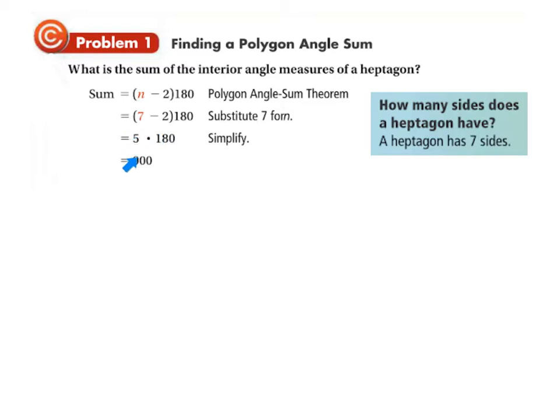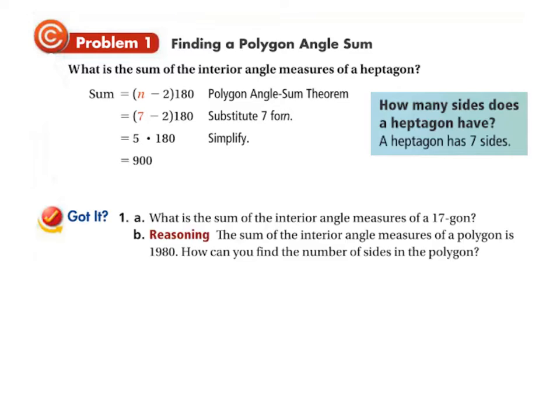5 times 180 is 900. No matter what it's shaped like, whatever each individual angle is, the total number of degrees in all of the angles is going to be 900. Okay? You just use that formula. Number of sides minus 2, that many triangles, 180, okay?